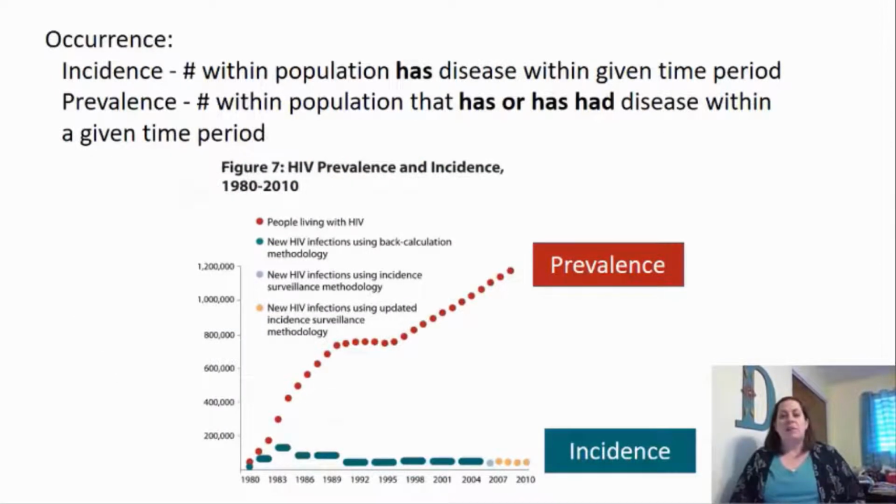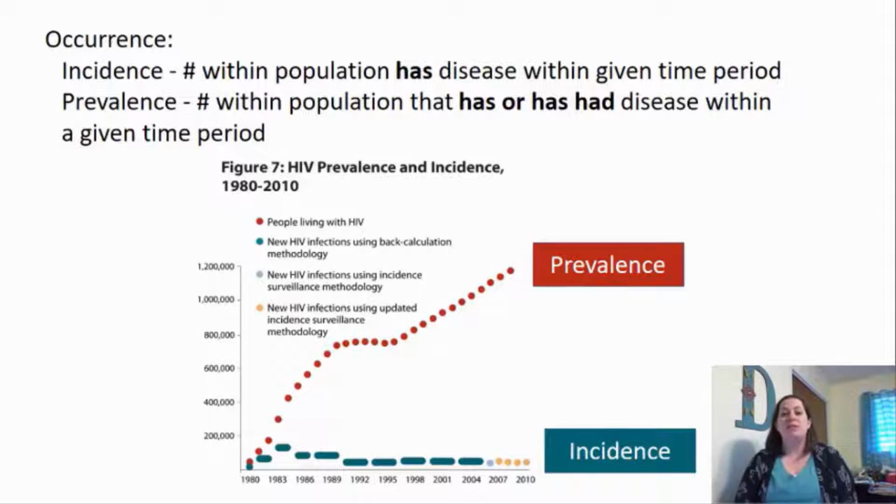So let's look at a number of other terms that deal with the whole idea of disease and infections. One term we want to look at is called the incidence. The incidence is the number within the population that has the disease within a given period of time. Another term is what we call prevalence. Prevalence is the number within the population that has or has had the disease within a given time period.